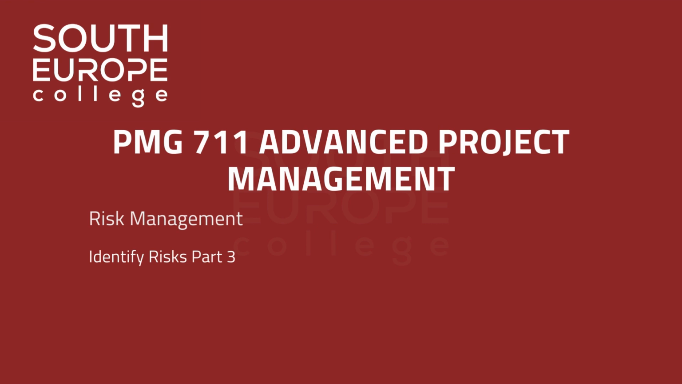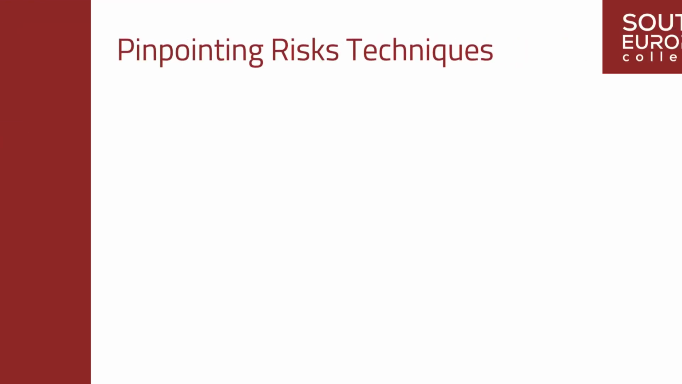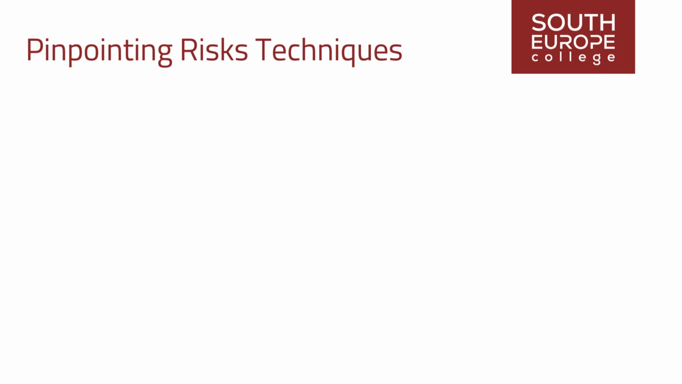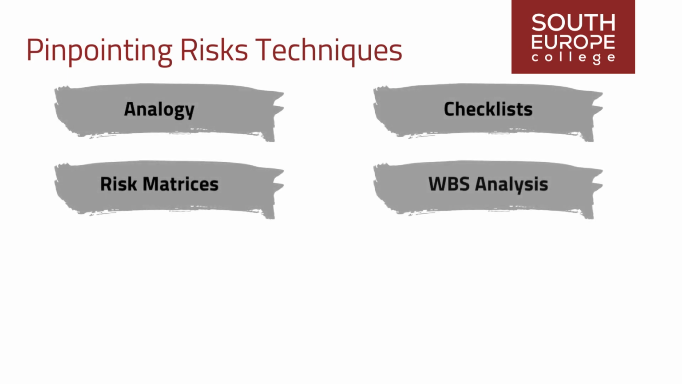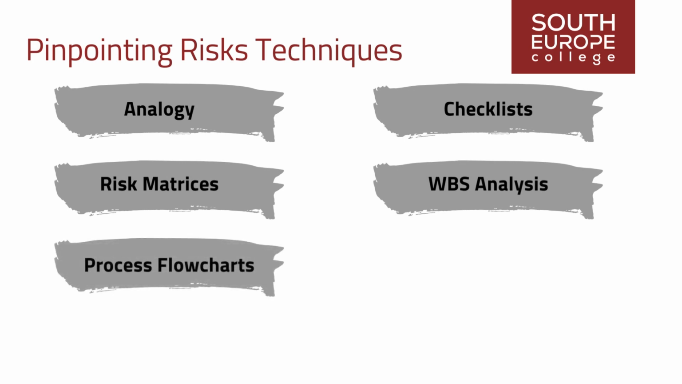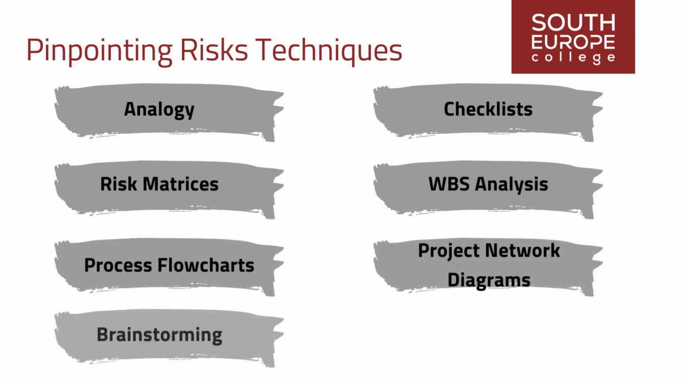This segment will cover Identify Risks Part 3. Several techniques aid in pinpointing risks, such as analogy, checklists, risk matrices, WBS analysis, process flowcharts, project network diagrams, brainstorming, and the Delphi technique.